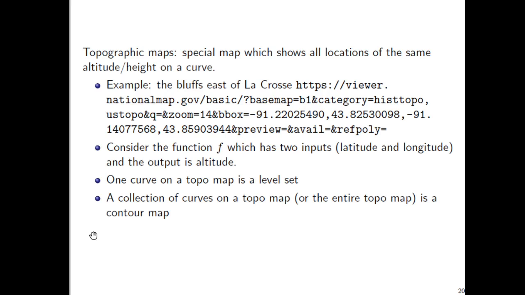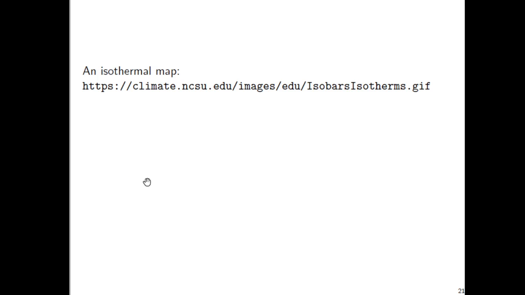And this collection of all of these curves are level curves or level sets. These things together create a contour map, and that gives us a good picture of the terrain; you get a sense of the entire landscape by doing this. Let's look at another example, an isothermal map.